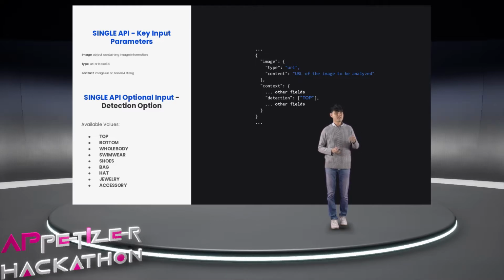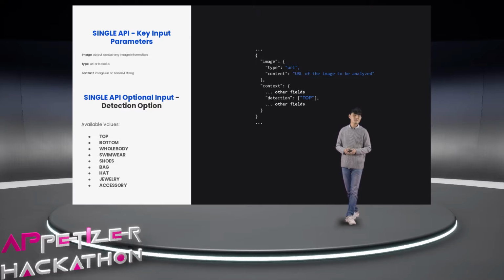Now we'll talk about the technical aspect of single API. And these are the key input parameters. The request should be provided in a JSON body format. And the first one in the body should be an image, which contains an image object. And inside the image object, there's type, which you can choose to be either URL or base64. And there's content. Depending on what you put in for the type, you will put in an image URL if you put in URL for the type, and a base64 encoded string if you put in base64 for the type.